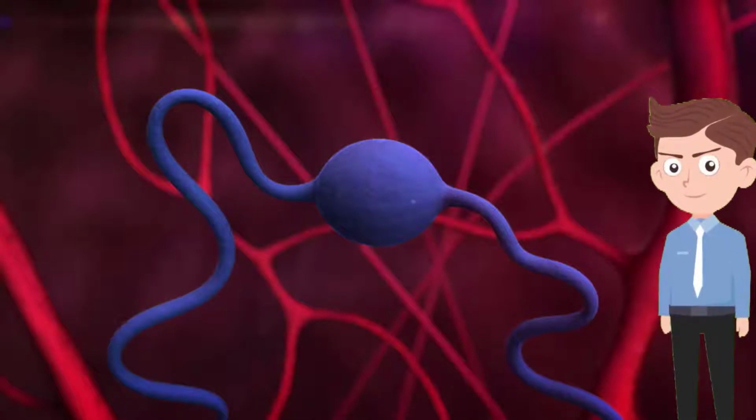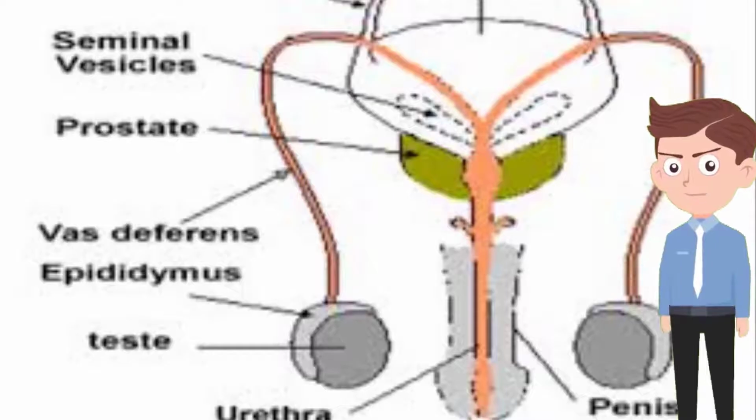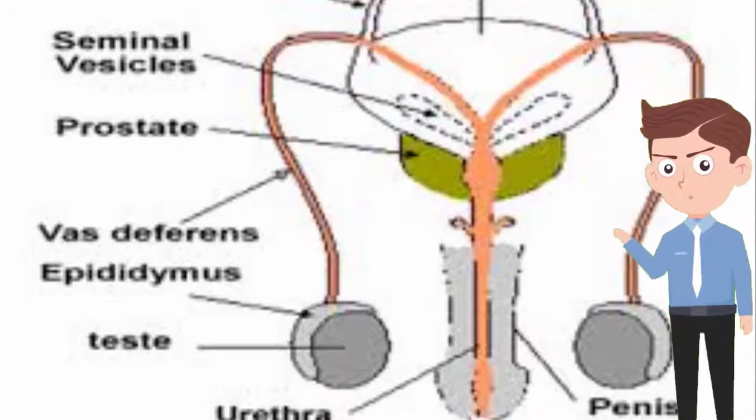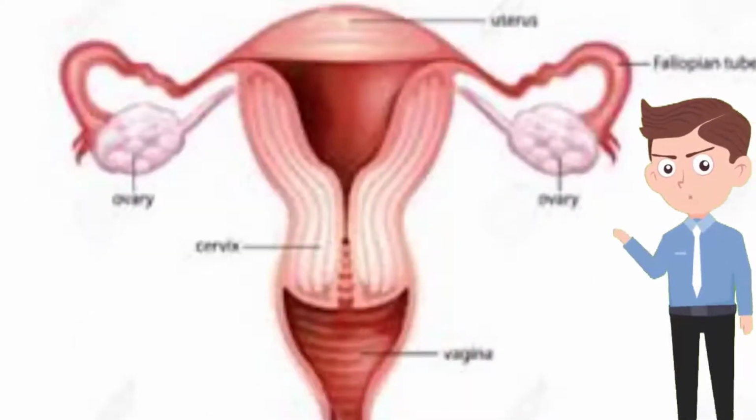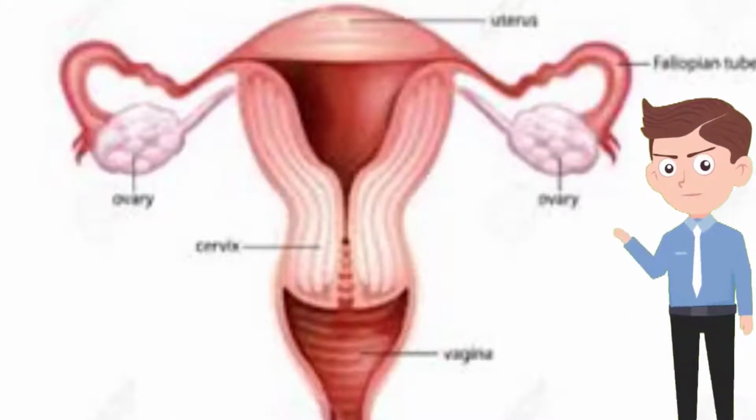Let's learn about certain hormones in males. The testes begin to release the male hormone called testosterone at the onset of puberty, which is responsible for the changes in the body of males. And in females, the ovaries begin to release female hormones called estrogen and progesterone at the onset of puberty.